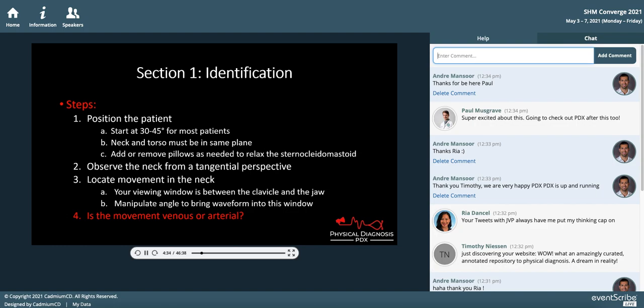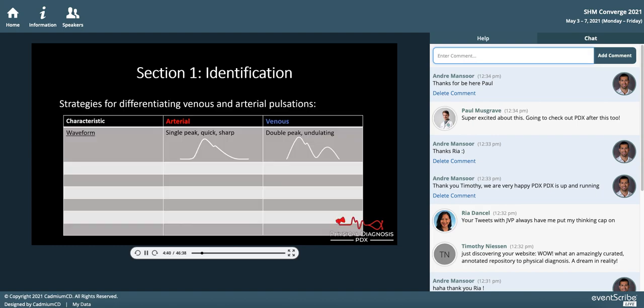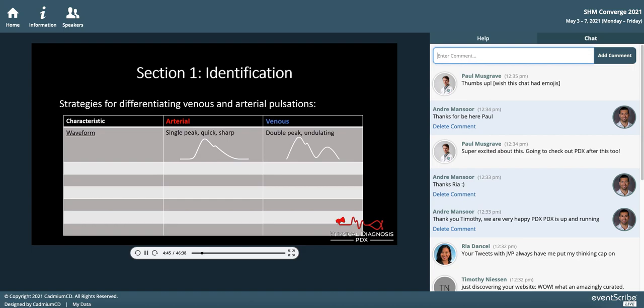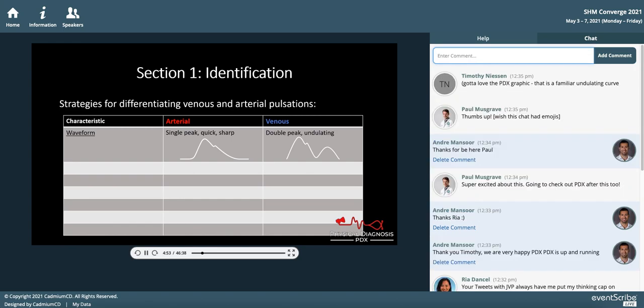Once you've found movement, you're not quite done. You have to then decide, is the movement that you're seeing venous or is it in fact arterial? And there are a host of strategies to help determine that. The first thing is the waveform. The arterial waveform has a single peak that is quick and sharp. The venous waveform, on the other hand, is double and undulating in nature, meaning it has a soft rise and fall.